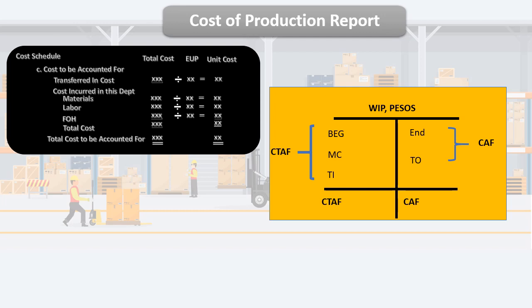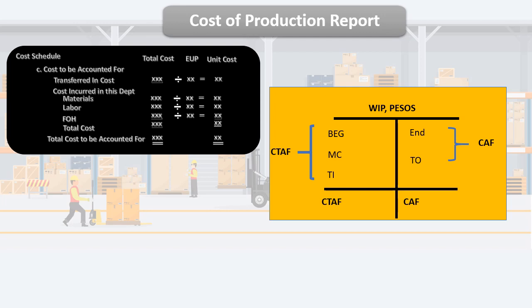So sa case natin, dahil first department pa lang, first year of operation pa lang ito, wala muna tayong nilagay na beginning inventory. However, kapag meron tayong beginning inventory, ilalagay nyo rin siya. Okay? So pag-uusapan natin yan on the next video under FIFO method and average method. So focus muna tayo dito sa ating example na binigay natin doon sa part 2. Dito, meron lang tayong transferred in cost and we also have the manufacturing cost.